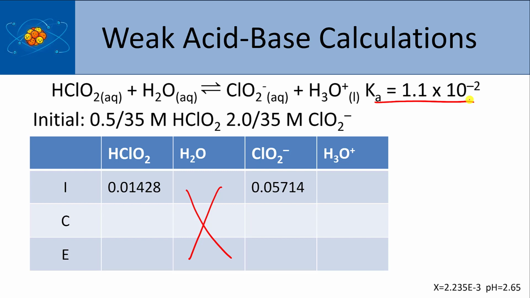We're going to ignore the water. We'll assume the hydronium is 0. So this is going to be minus x, and this will be plus x, and this will be plus x. So this will be 0.01428 minus x. This will be 0.05714 plus x and x.